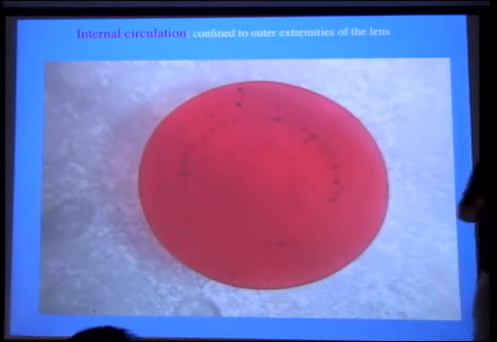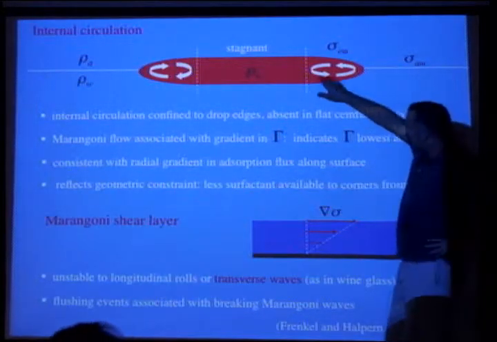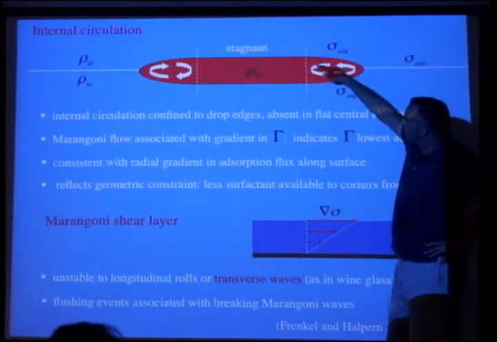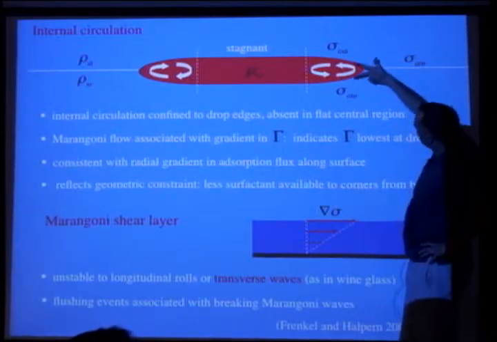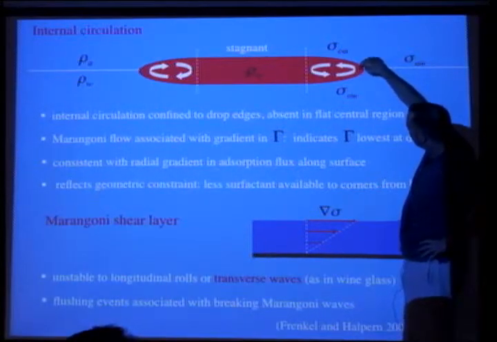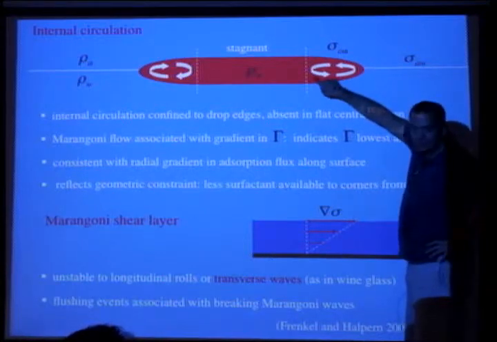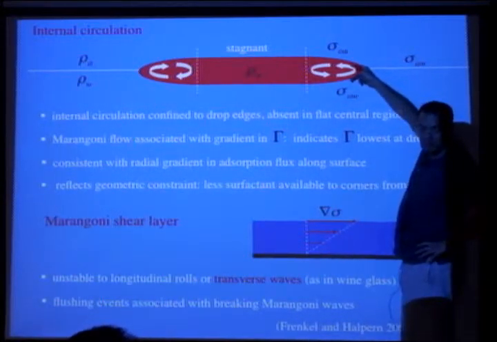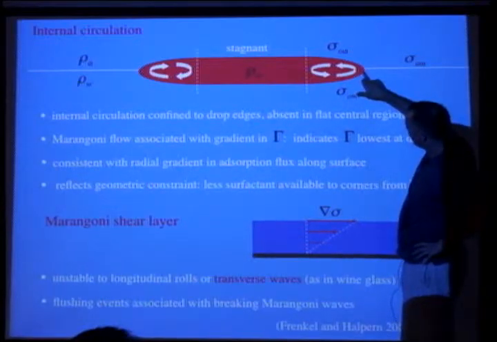Okay, so why is that? That has to do with the fact that, again, we're getting surfactant absorbing from the bulk into the lower surface, right? But because you have a corner here, there's going to be less surfactant available to absorb onto the surface. So this part is going to get more than this part, right? Which means that there's going to be relatively less surfactant here, which means higher surface tension.